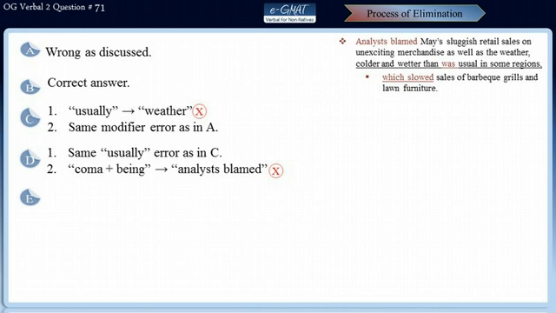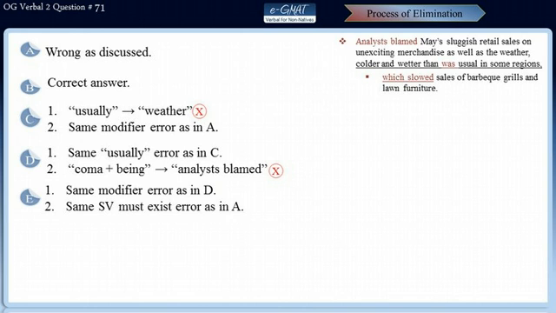Let's take a look at choice E. Well, choice E repeats the same modifier error as in choice D, and it also repeats the same subject-verb must exist error as in choice A. So as we found out earlier, choice B is the correct answer for this sentence.